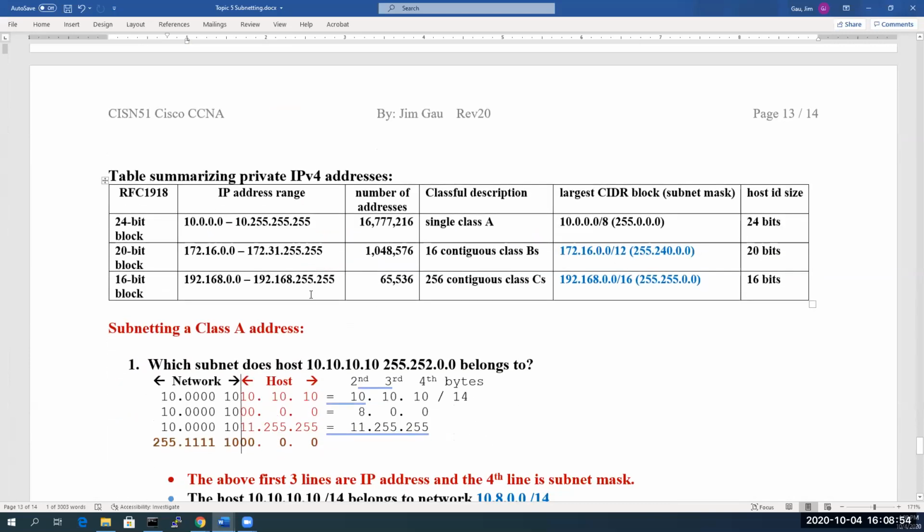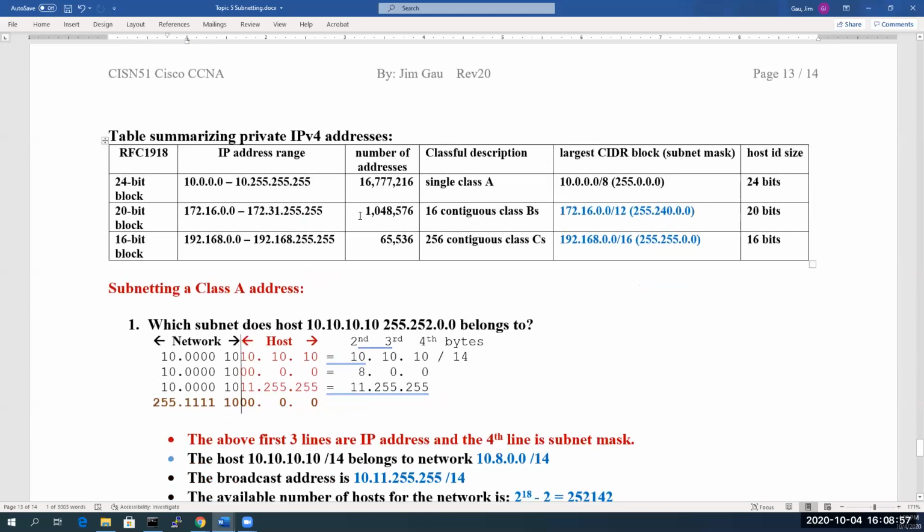So if we summarize it, the tables will summarize all the IPv4s. And you can see that from 10.0.0.0 all the way to the largest one, it's one single class A private address, a /8, right?